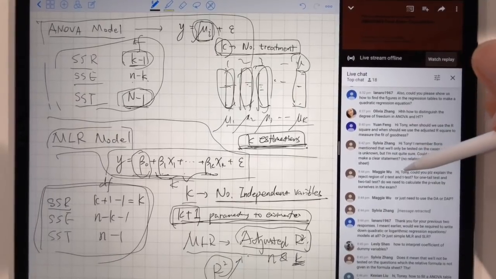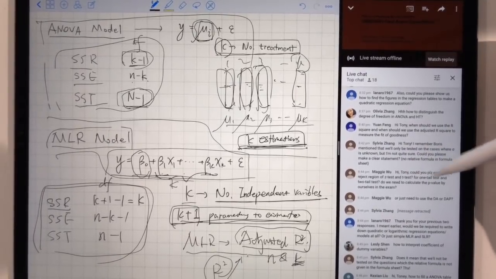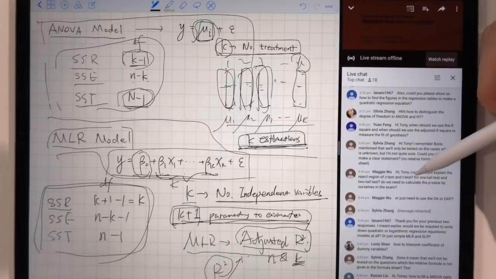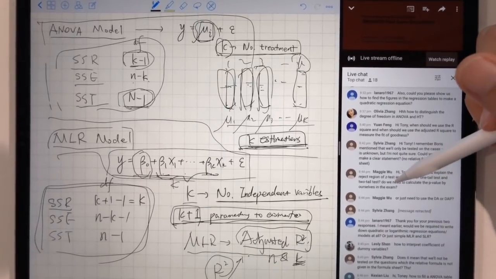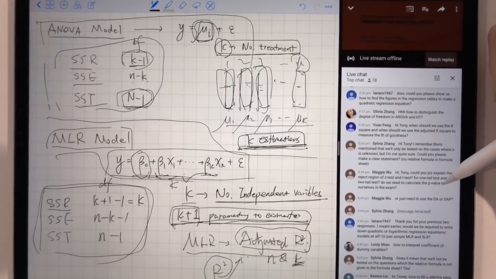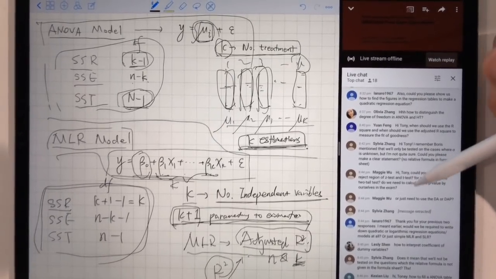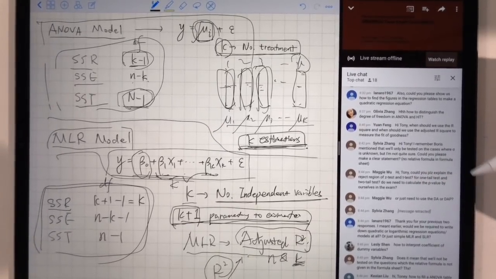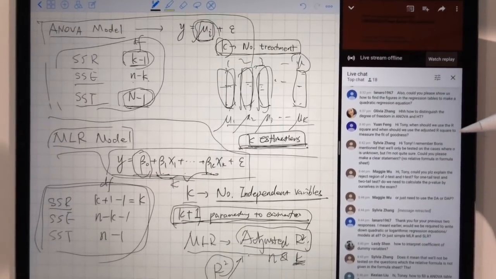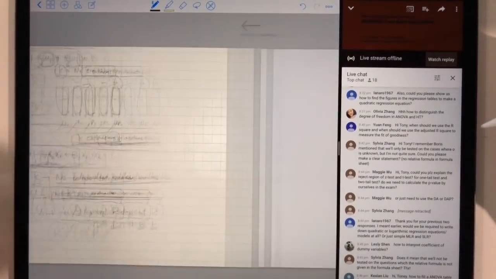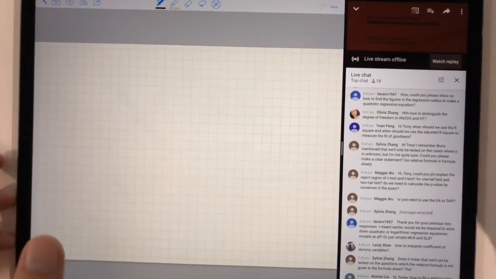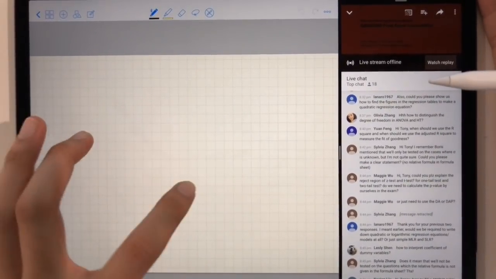So Maggie Wu, hi Tony, could you please explain the rejection region of Z and T for one-tail test and two-tail test? Do we need to calculate the p-value by ourselves in the exam? If you have Excel, you have to calculate that, right? So, rejection region. Well, okay, that's a good question.